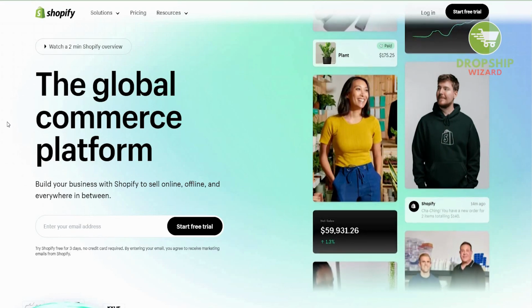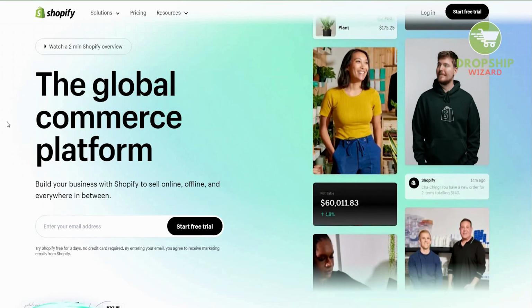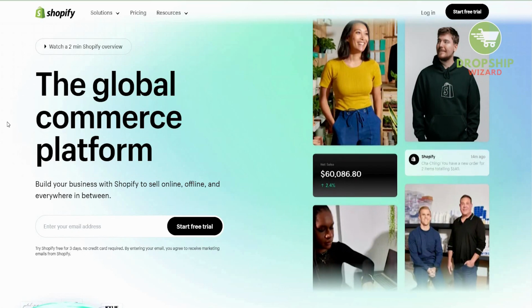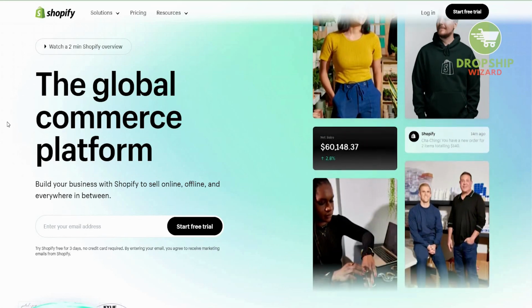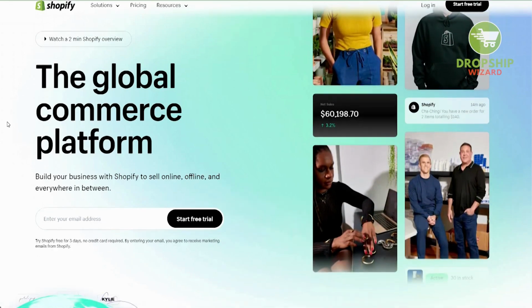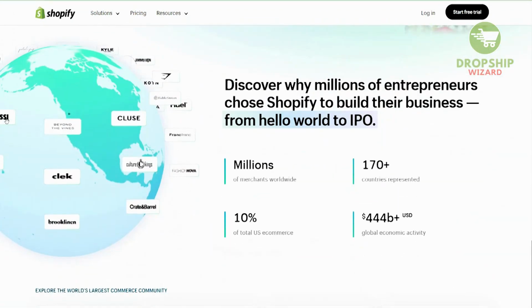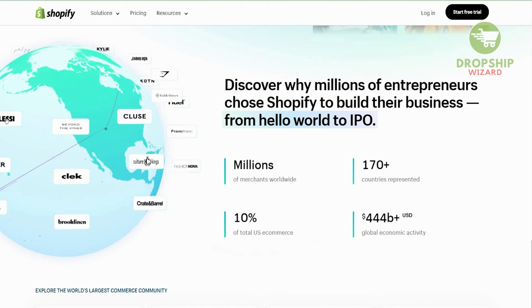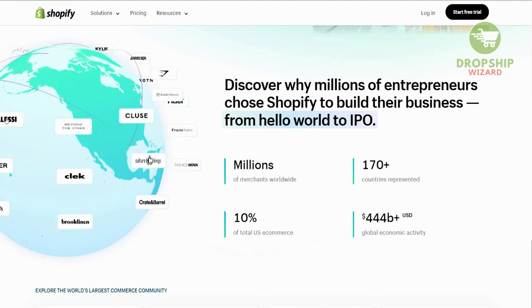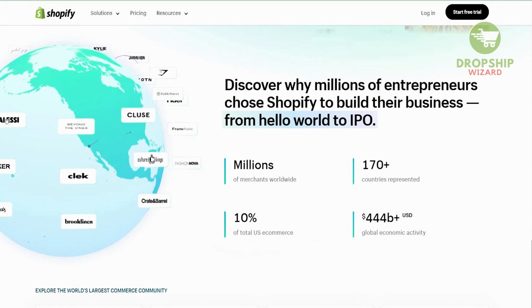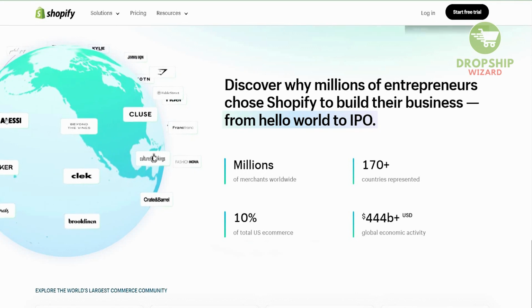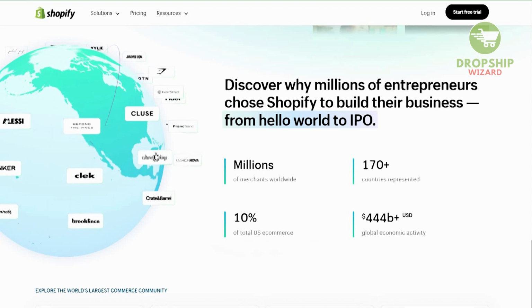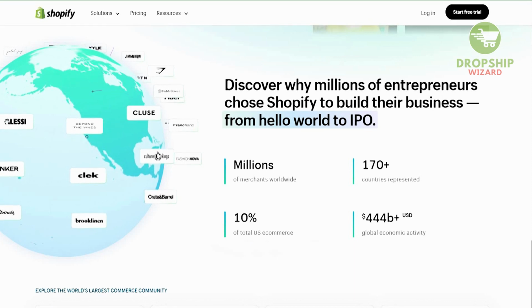Now, the global commerce platform is available right now, and Shopify is one of the biggest platforms on it. You can build your business with Shopify to sell online, offline, and everywhere in between, and discover the reasons why millions of entrepreneurs right now are choosing Shopify to build their business. And the best thing, which I personally feel, is that you can learn from all these entrepreneurs. You can learn from the mistakes and from what they have done right, and obviously implement those strategies and those things that have made them successful businesses in today's time and period.